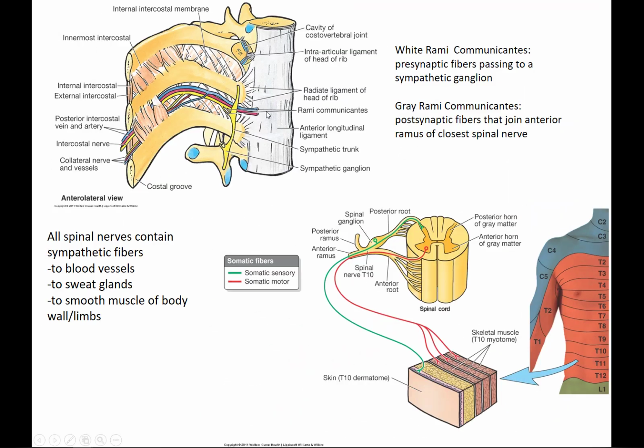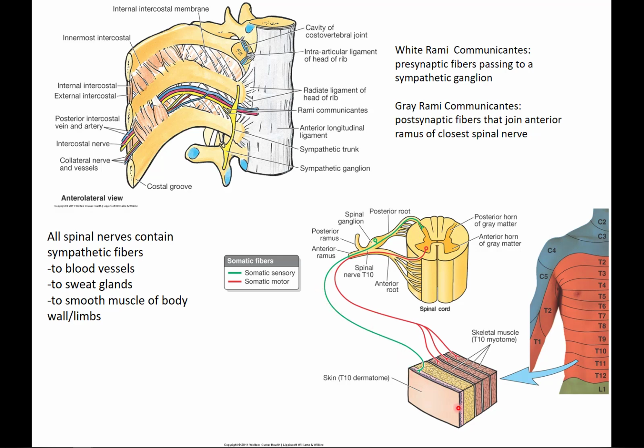Let's have a look at our intercostal neurovasculature here. Especially we will look at the intercostal nerves. All the spinal nerves will contain sympathetic fibers, at least within the thorax, because we're between T1 and L2. In the thoracic region, you actually have your gray and white rami communicans. These sympathetic fibers are important because they will go to blood vessels, to sweat glands, and to smooth muscle of the body wall and the limbs.